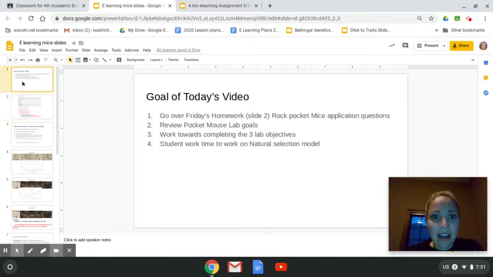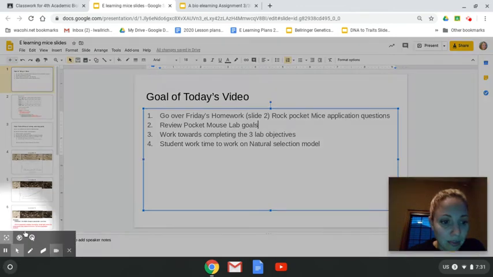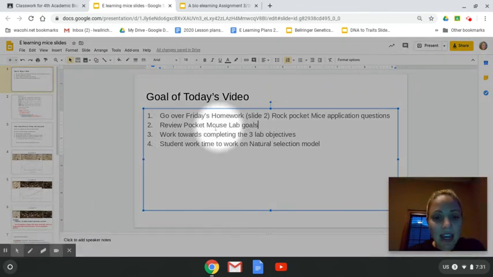If we look at what I want to do with today's video, I want to go over Friday's homework from before spring break, which was the Rock Pocket Mouse application questions. I want to review the Rock Pocket Mice lab goals. And we want to work towards completing the 3 lab objectives that we're going to go over. And then you'll have some time to work on your assignment for today, which is the natural selection model redo.